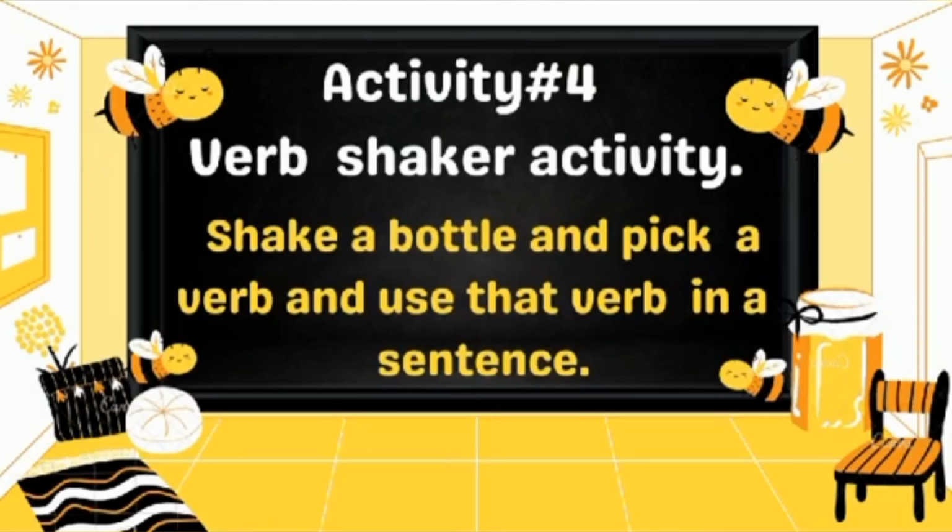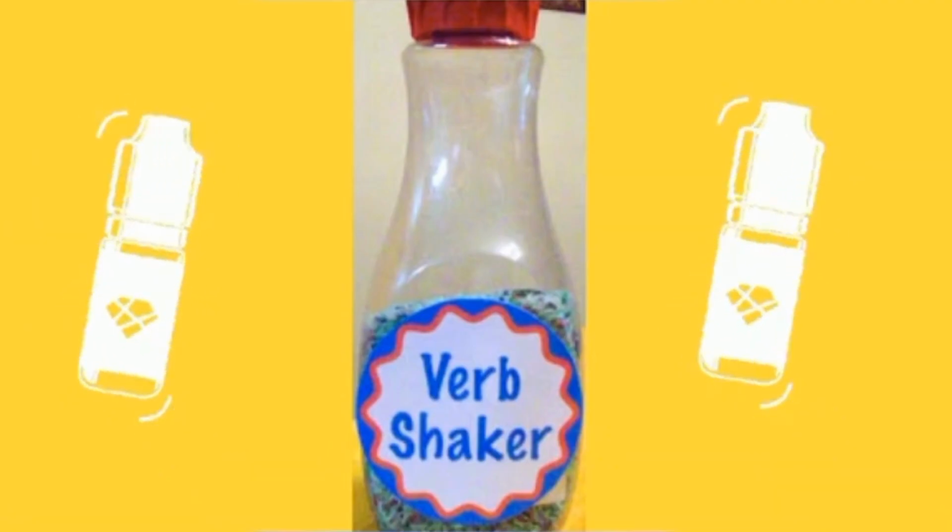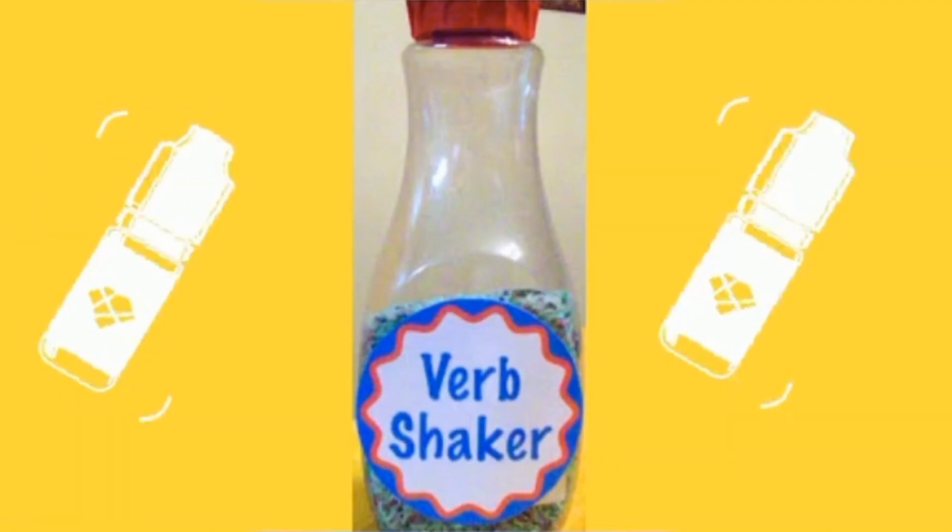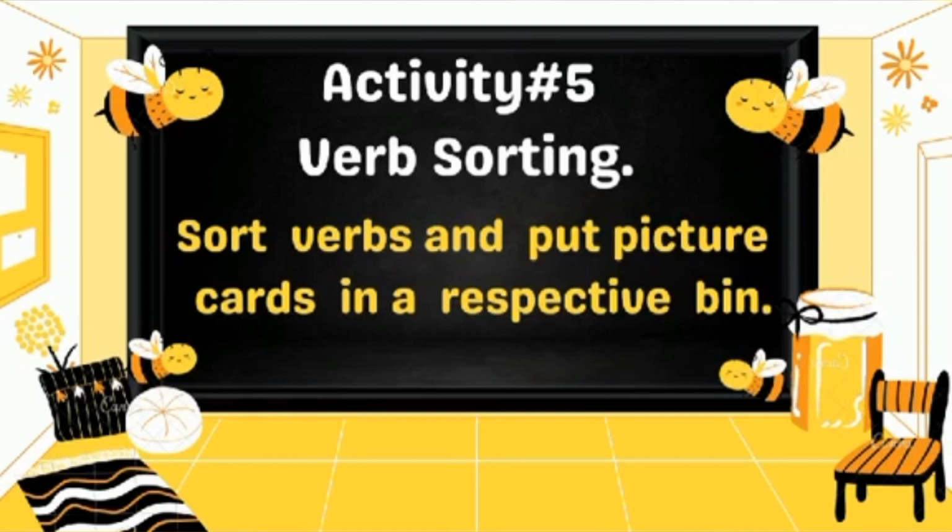Activity number 4. Verb shaker activity. Shake a bottle and pick a verb and use that verb in a sentence. Activity number 5. Verb sorting. Sort verbs and put picture cards in a respective bin.